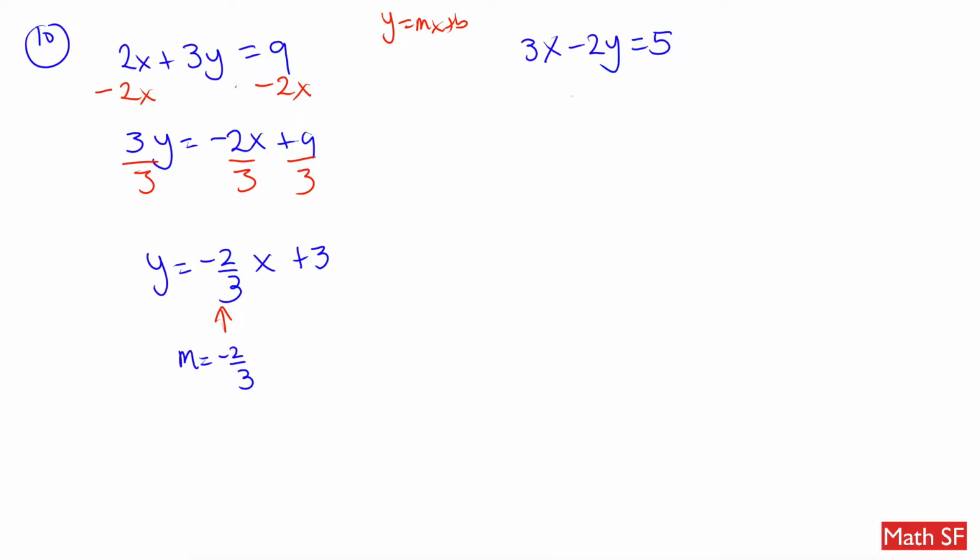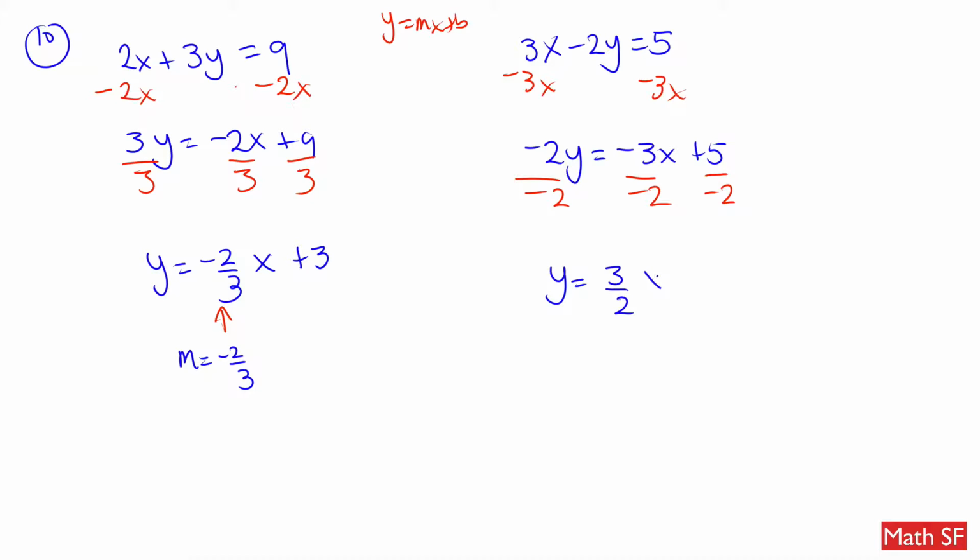Let's do the same thing and find the slope of the next one. So I'm going to subtract 3x from each side, and then I will get negative 2y equals negative 3x plus 5. Then I'm going to divide each term by negative 2, and you get y equals positive 3/2 x plus 5. Then the slope, this guy here, is my slope. m equals 3/2.